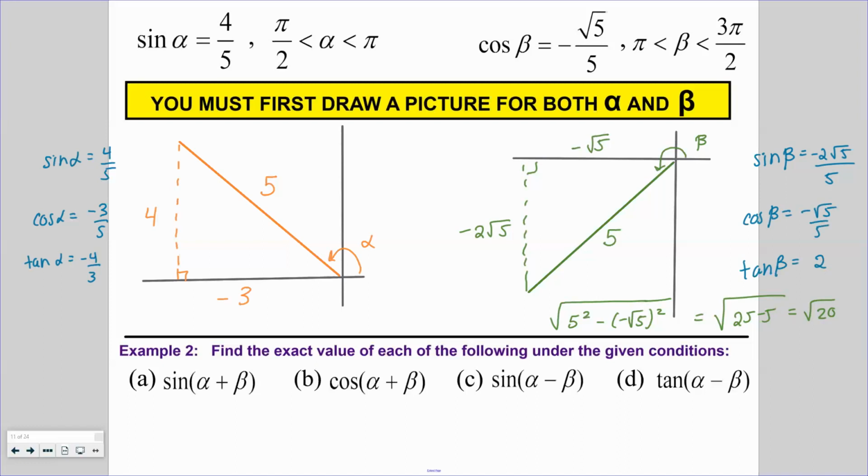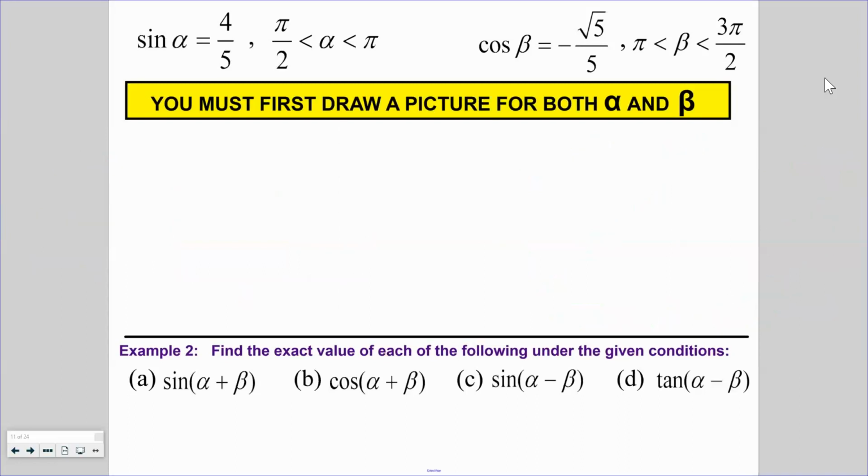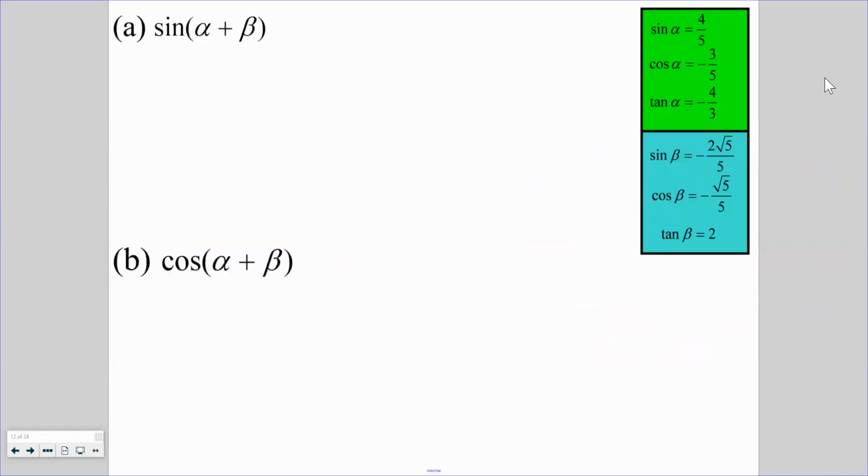Okay. Once we've got our diagrams and we've got all the information about each angle, we can start applying the properties we just talked about in order to evaluate A, B, C, and D. So let's do that. We're going to skip one of these examples for time. All right, let's take a look at example A here. I've got the sine, cosine, tangent of both angles on the upper right-hand side here, so we can go back and reference those.